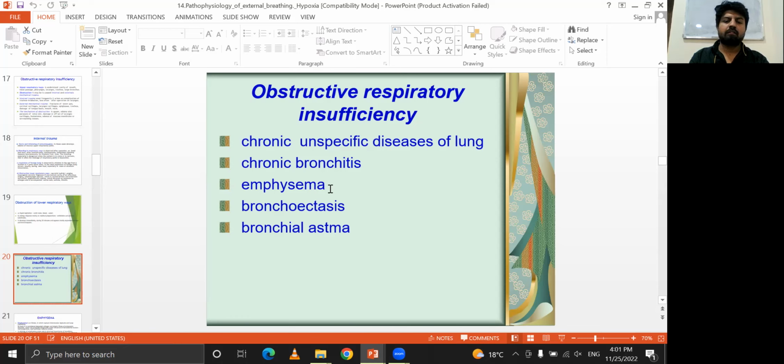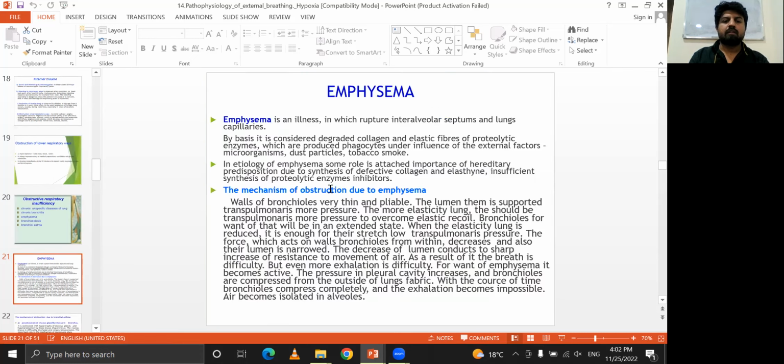It includes chronic unspecific disease of the lung: chronic bronchitis, emphysema, bronchiectasis, bronchial asthma. Emphysema is an illness in which the intra-alveolar septums of the lungs and capillaries rupture. At its basis, it is considered to be degradation of collagen and elastin fiber by proteolytic enzymes produced by phagocytes under the influence of external air, microorganisms, dust particles, and tobacco smoke. The mechanism of the obstruction is that the wall of the bronchioles is very thin and pliable, and the lumen is supported by transmural pressure.